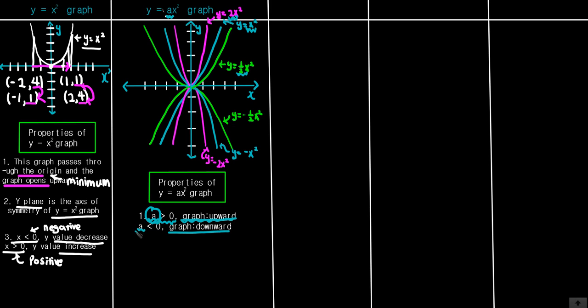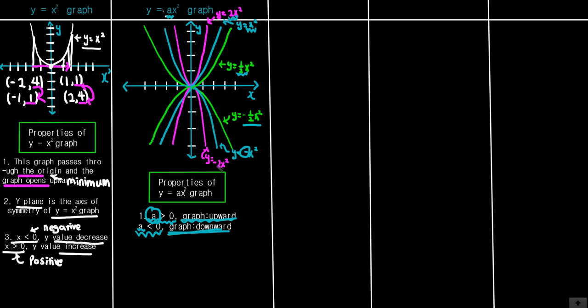And let's think about the case when a is less than 0, which means the a value is negative. The graph goes downward. If you think about these three cases where the graph goes downward, at first y equals negative 1 over 2 x squared. Negative 1 over 2 is a case when the a value is less than 0. And if you think about the second one, y equals negative x squared.